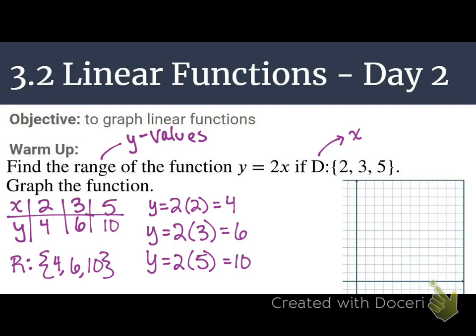So the points that I need to graph would be 2 comma what? 2 comma 4, 3 comma 6, and 5 comma 10. We all okay with these points coming from this table? We have to pair up the x's and y's.